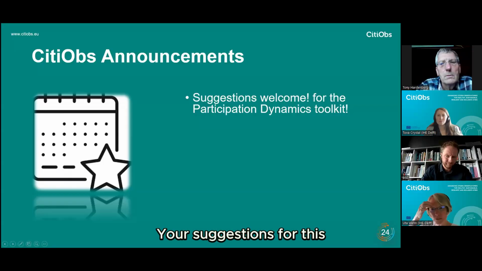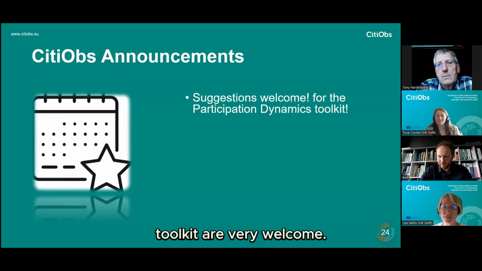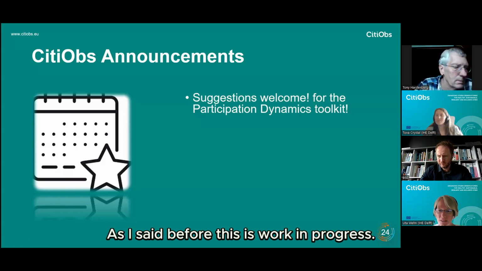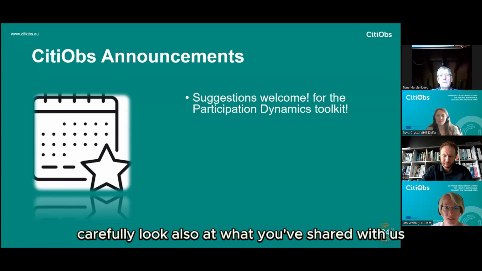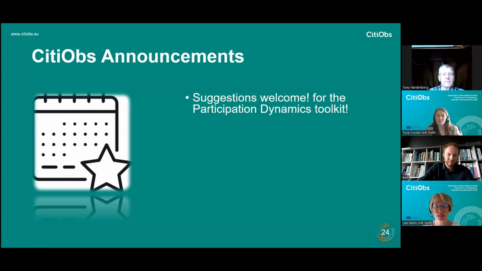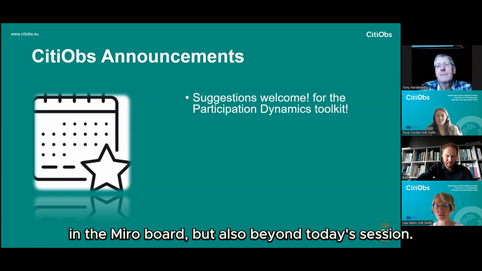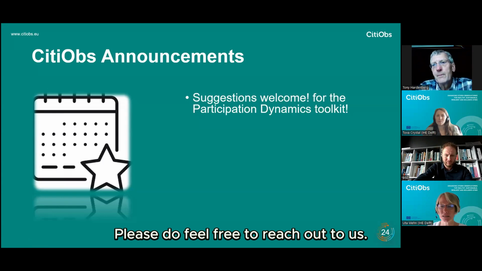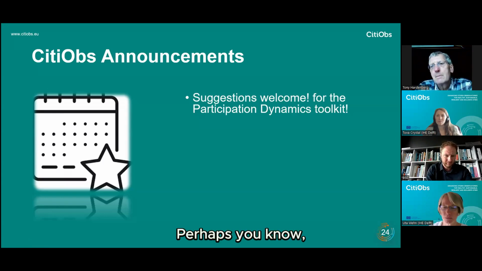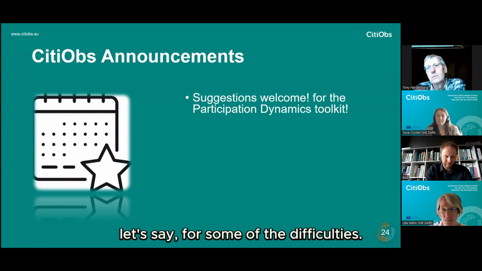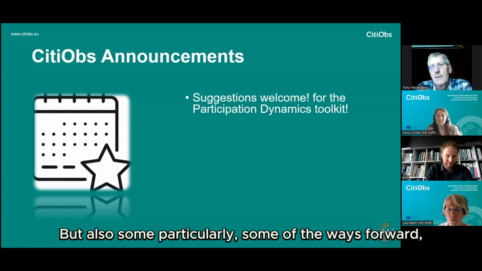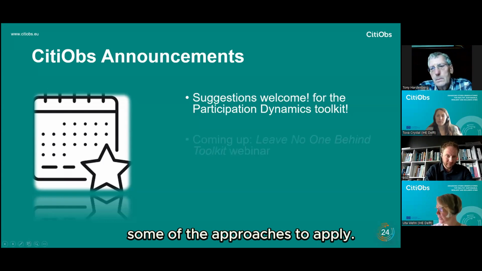Your suggestions for this toolkit are very welcome. As I said before, this is work in progress. So from the discussions we had today, we will of course carefully look also at what you've shared with us in the Miro board, but also beyond today's session, please do feel free to reach out to us. Perhaps your situation can also serve as a good illustration and case study, let's say, for some of the difficulties, but also particularly some of the ways forward, some of the approaches to apply.